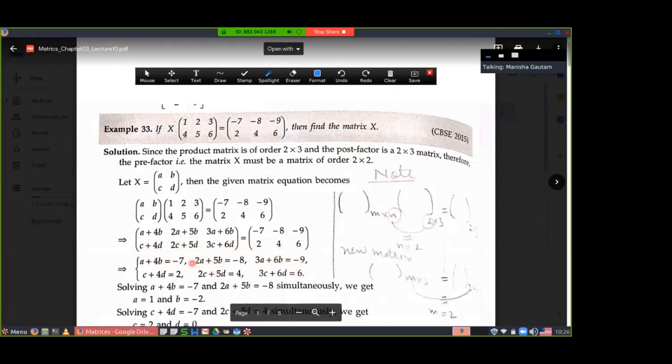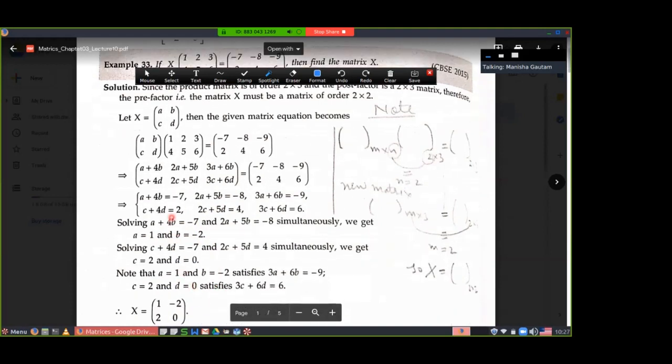Now you already know how to solve these equations. The A, B equations you can solve simultaneously, and the C, D equations both you can solve. Find the values of A and B by solving A plus 4B is equal to -7 and 2A plus 5B is equal to -8. You can take the third equation also. This is your choice, which two you take and solve. If you solve these two equations, you will get A is equal to 1 and B is equal to -2. Okay. Next for C, D, take any two equations of the two variables C, D, then you will get C is equal to 2 and D is equal to 0.